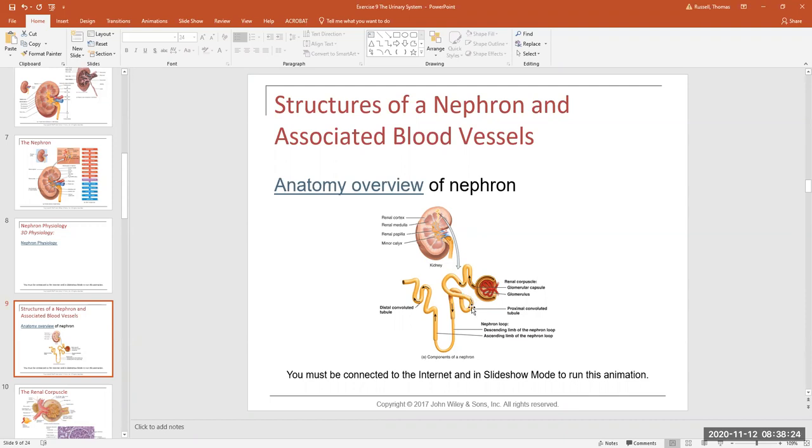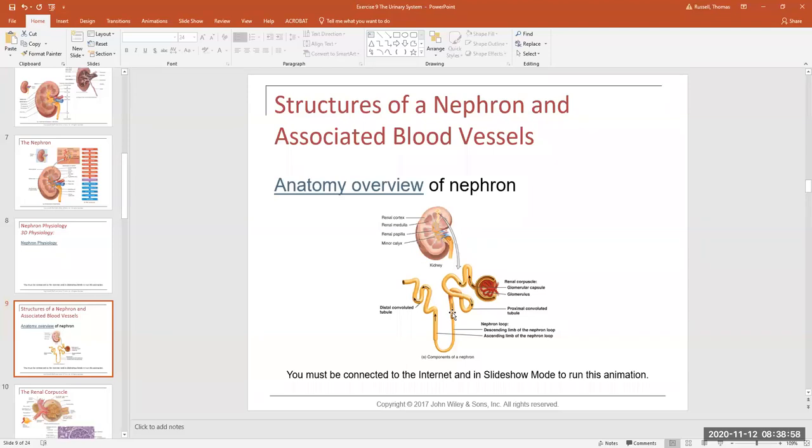Then the filtrate is going to flow down what's called the nephron loop. An older name for that is the loop of Henle, and you'll probably still see that name. We have two arms to this loop. One of the arms, which are called limbs, is called the descending limb of the nephron loop because the filtrate goes down. And the other one is called the ascending limb of the nephron loop because the filtrate goes up.